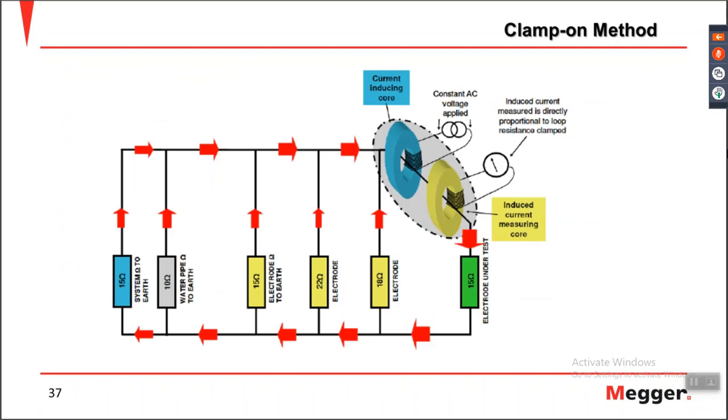If you know the voltage and you measure the current, then of course with Ohm's law you can calculate the resistance value. This is a very useful method, especially if you want to measure a system where it is not possible to disconnect the ground system. With this method, you can still measure the resistance without disconnecting the ground electrode.